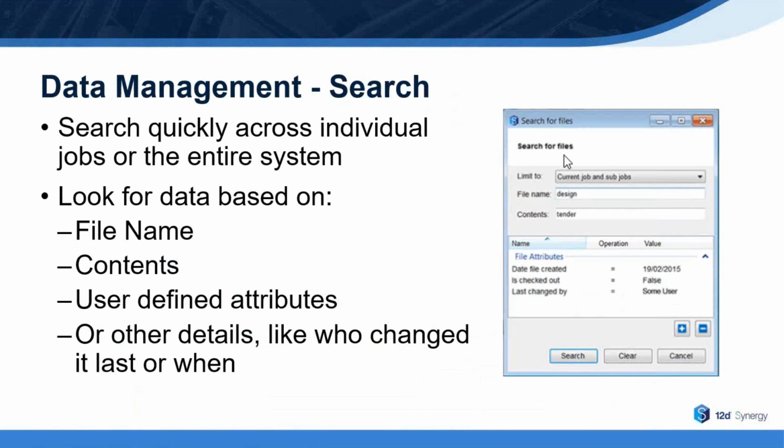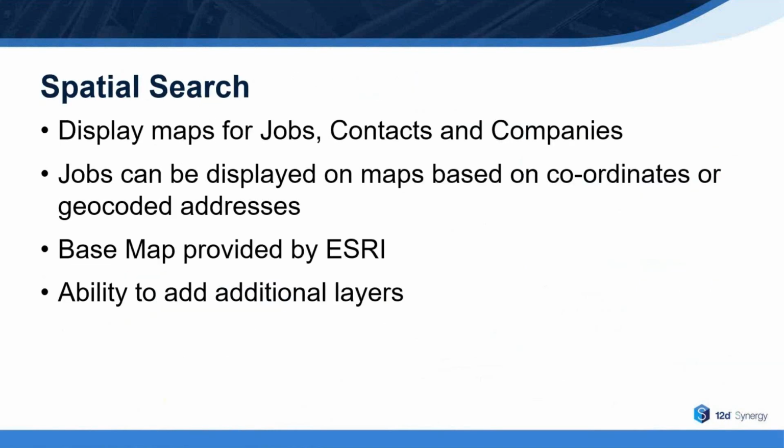Or, I'm not quite sure of my job number, but I know the client details, so I want to search on every job that we have for this client. Or maybe I know the site address, so I can type in an address. You also have the ability to search for jobs, contacts, and companies spatially. We provide Esri Map, or base maps are provided by Esri Map, so you can go and search on jobs, companies, and contacts. You also have the ability to add additional layers from things like KML files or shape files.